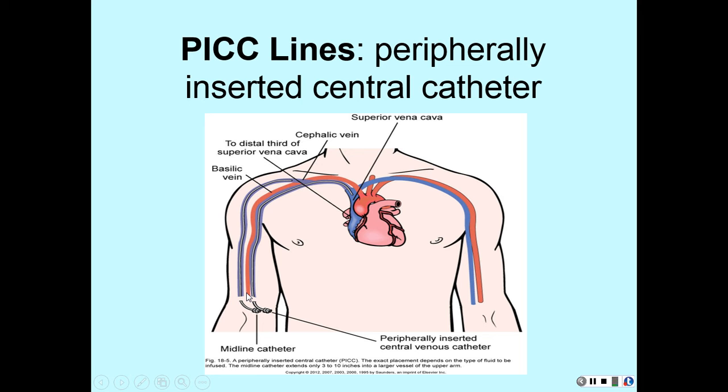These are long, so they're put in and they're threaded up into the superior vena cava, or maybe into the subclavian. I'm sorry, that wasn't coming to me. They may have 1, 2, or 3 lumens. Most of what I've seen have been 2 lumens. So we can use those for blood drawing and for infusion of various medications.